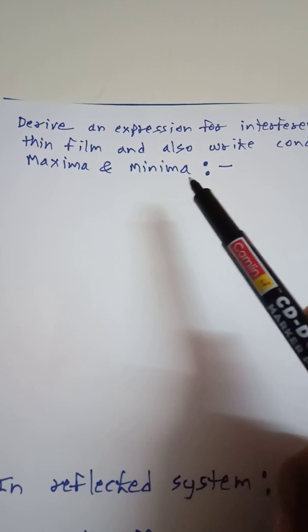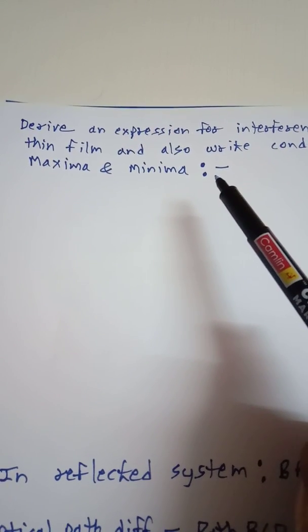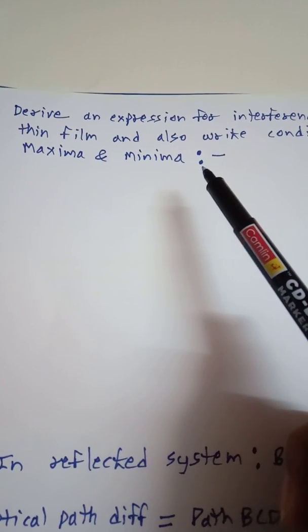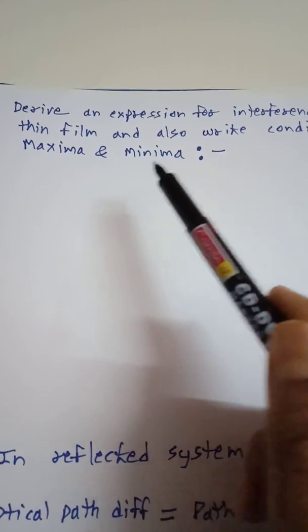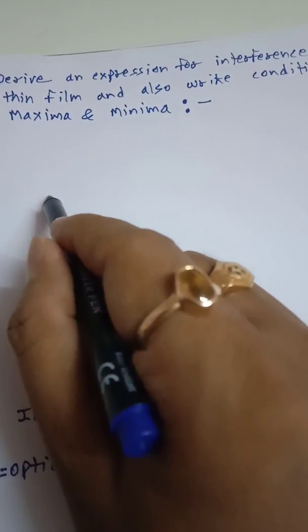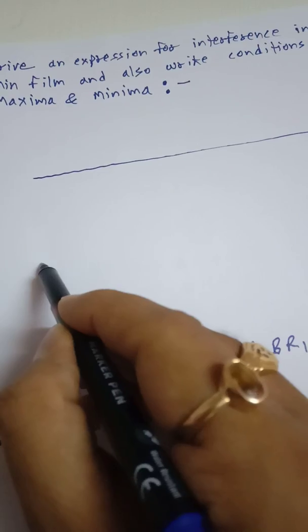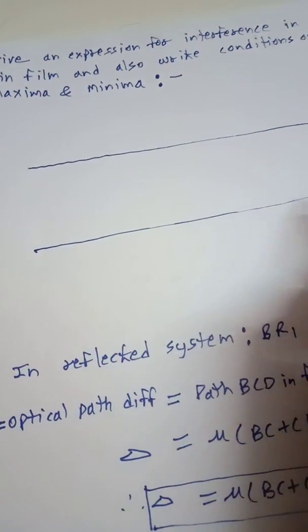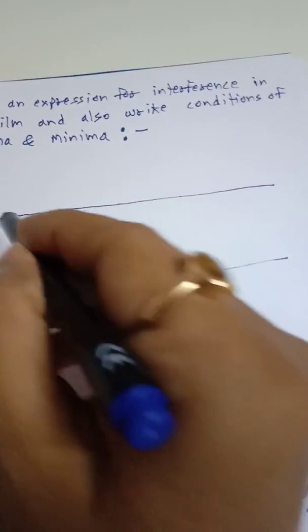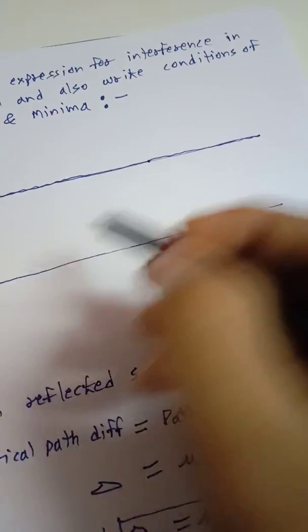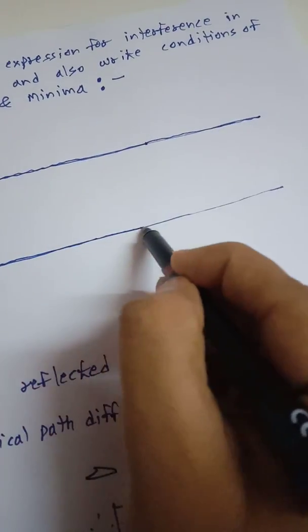This question may come for 10 marks. Okay, almost 3 to 4 pages this derivation will take. So we'll continue. I will draw the diagram first. So let us say this is the upper plane glass plate and this is the lower plane glass plate. Okay, so the upper plane glass plate is this one and this is the lower plane glass plate.